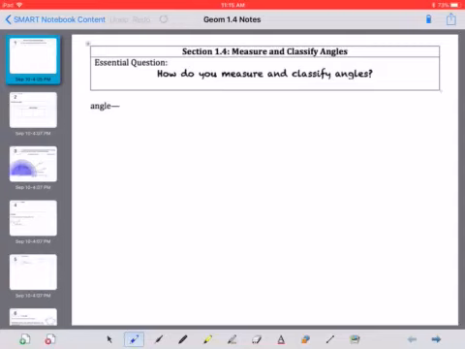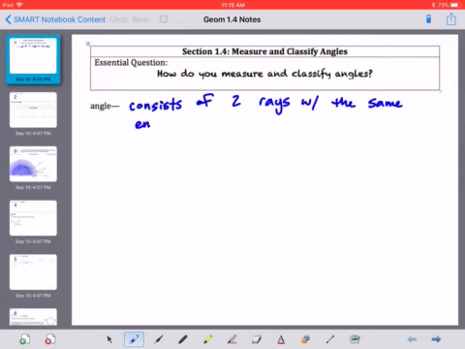Let's jump right into today's lesson on how to measure and classify angles. First of all, an angle is a geometric figure that consists of two rays with the same endpoint. We'll look at a picture of a few angles in just a moment. There are four different types of angles that we're going to classify today.